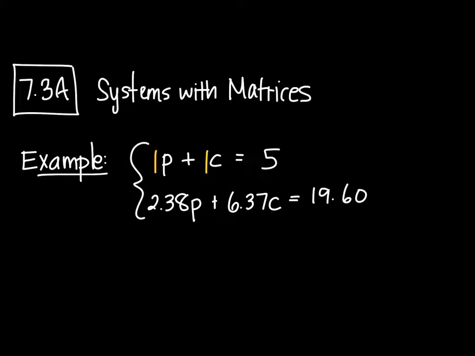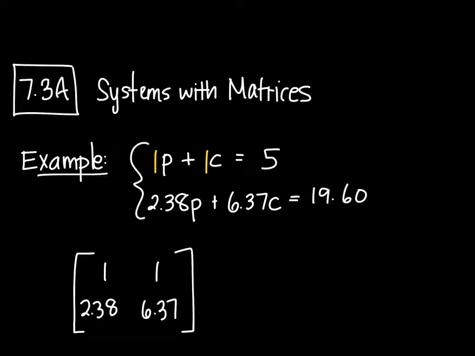If you remember from Algebra 2, a matrix is written with a bracket like that. And this is going to be a 2-by-2 matrix where you just focus on the numbers. So the number 1 and the number 1 are the top 2 numbers because they come out of the left side of the system. And then 2.38 and 6.37 are the bottom 2 numbers of the matrix. This is called a 2-by-2 because it's 2 rows and 2 columns.